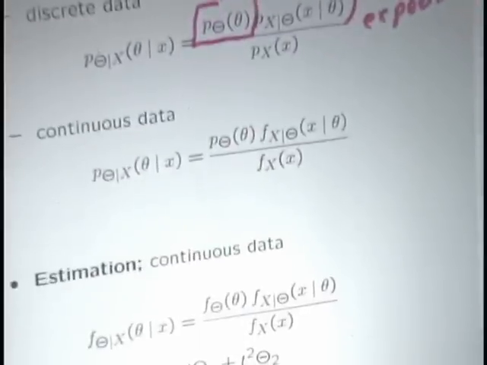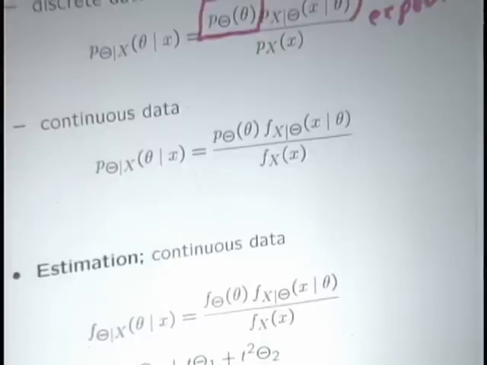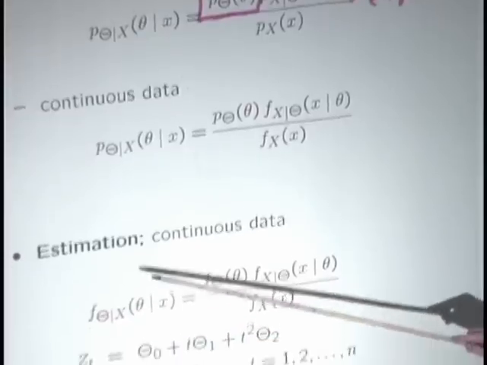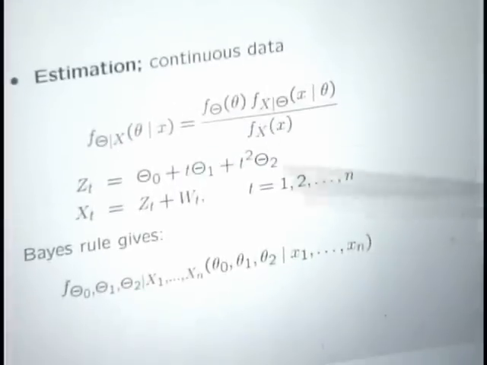Okay, now if theta is continuous, then we're dealing with estimation problems. But the story is once more the same. You're going to use the Bayes rule to come up with the posterior density of theta given the data that you have observed. Now, just for the sake of the example, let's come back to this picture here.